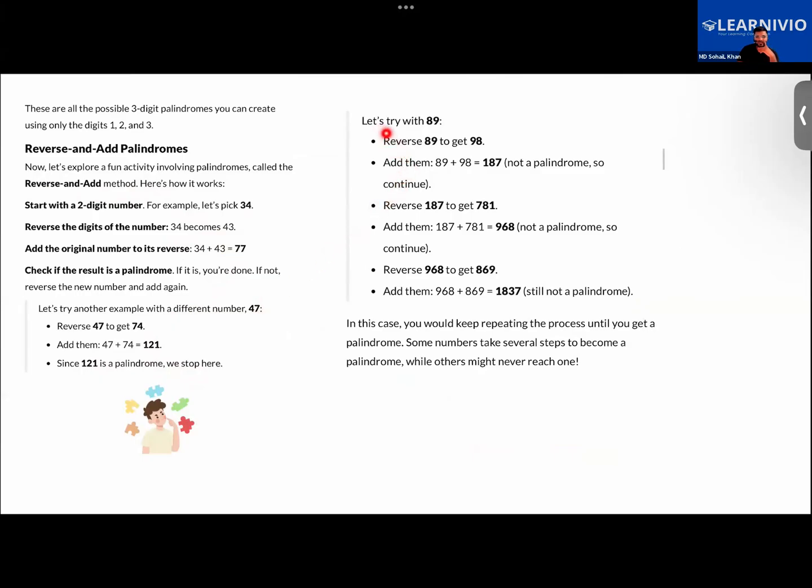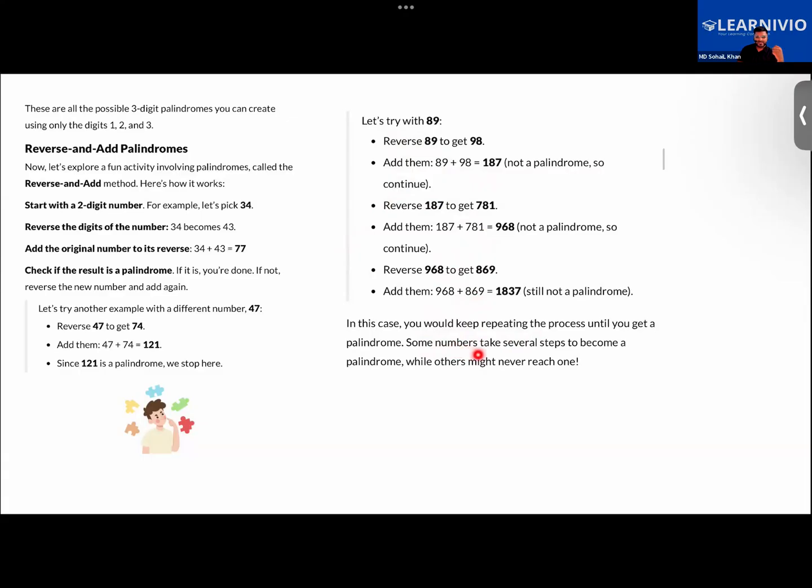Then we are now trying it with 89. So 89 plus 98 gives you 187, not a palindrome. So we will continue again. That's going to be 187 plus 781. That gives you 968. It's again not a palindrome. So we will keep on continuing. 968 plus 869 gives you 1837. It's still not a palindrome. So in this case, you would keep repeating the process until you get a palindrome.